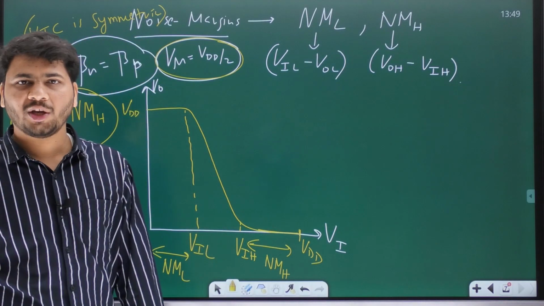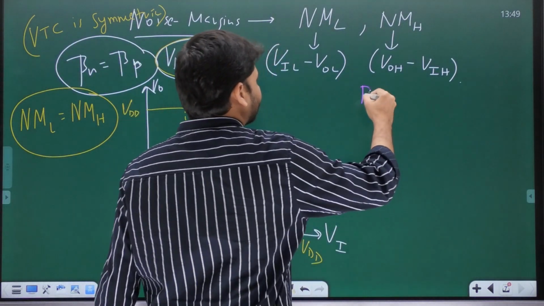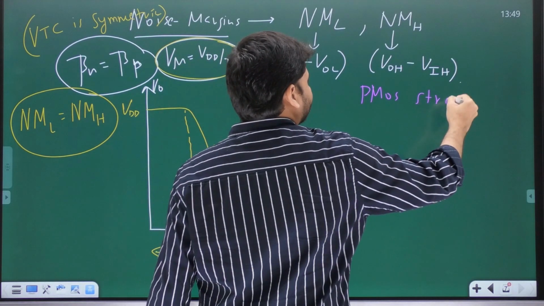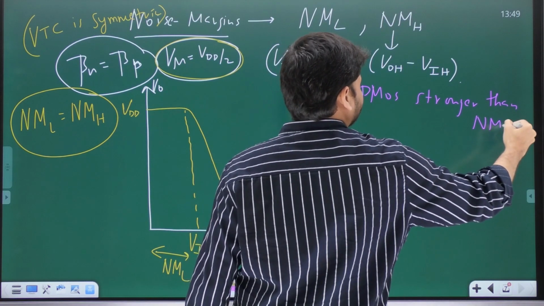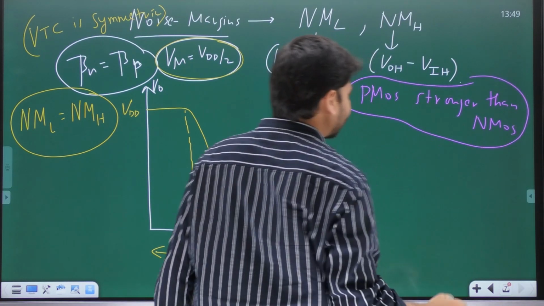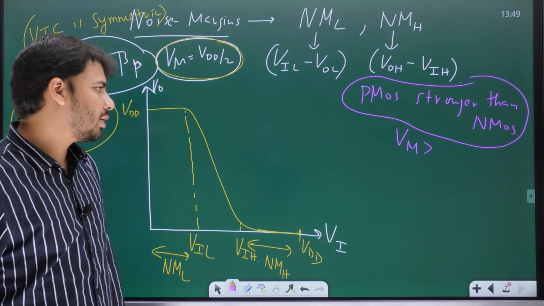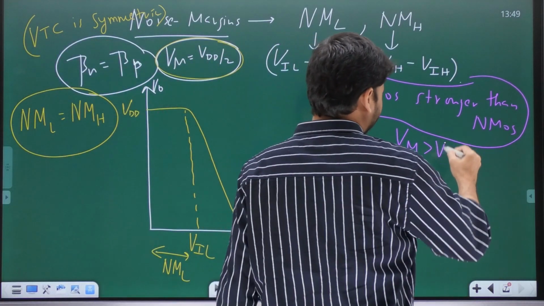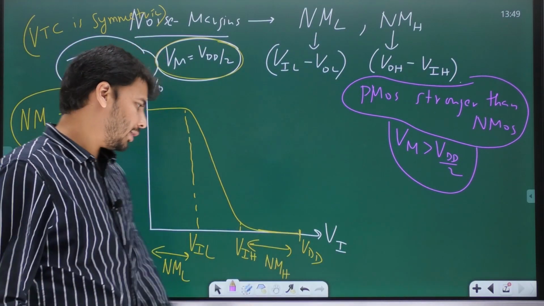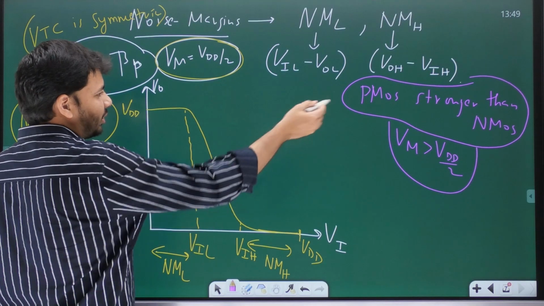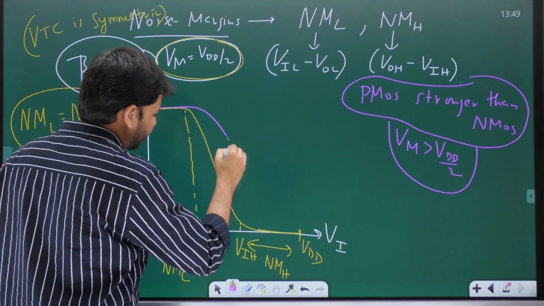Now in the same CMOS inverter, we are making the PMOS stronger than NMOS. If you make the PMOS stronger than NMOS, then the switching threshold, will it be greater than or less than VD by 2? Like we found earlier, it will be greater than VD by 2. And because the switching threshold is greater than VD by 2, the VTC will get shifted to the right. So the new VTC, when PMOS is made stronger than NMOS, let it be this thing.